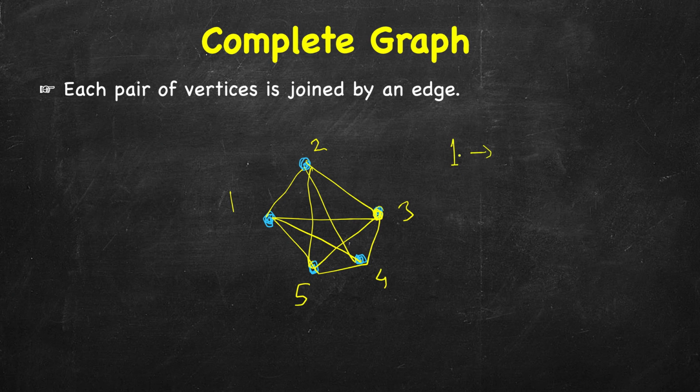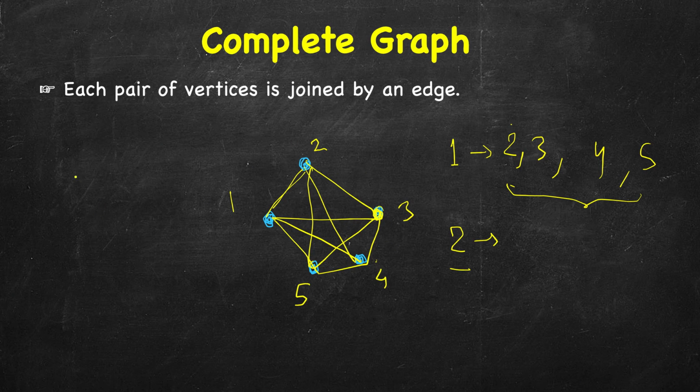Let's write which nodes are connected to 1. 2 is connected using this edge. 3 is also connected. 4 is also connected. 5 is also connected. So 1 is connected to all the other nodes. Similarly, you can write the connectivity of other nodes and you will see that each is connected to all other nodes.